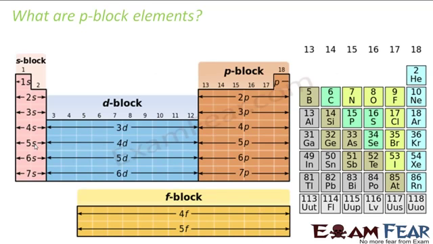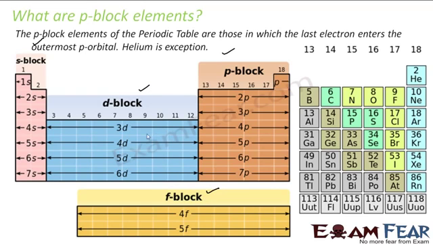So the first question is, what are P block elements? If you see, this is the periodic table. This is S block on the left hand side. Then you have P block, then D block, and then F block. Going by definition, the P block elements are the elements whose last electron enters the outermost p orbital. Please note, that's why it's called P block. This you can easily see from the electronic configuration.